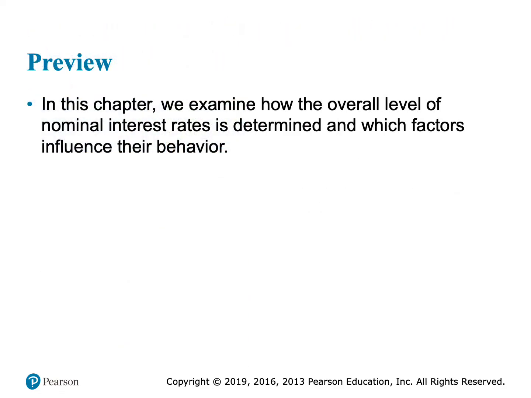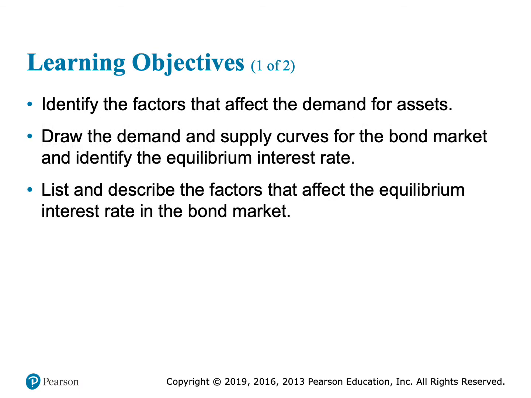In this chapter, we're going to examine how the overall level of nominal interest rates is determined and which factors influence their behavior. Overall, what we'd like to do is identify the factors that affect the demand for assets, draw the demand and supply curves for our bond market that we'll be looking at, and identify the equilibrium price of bonds and therefore the equilibrium associated interest rate.